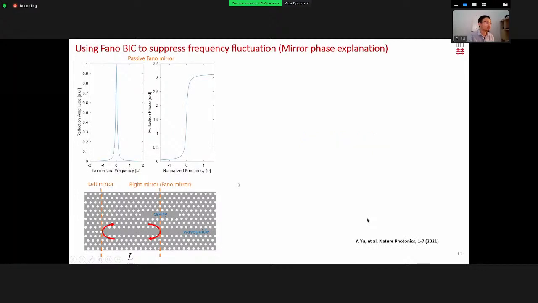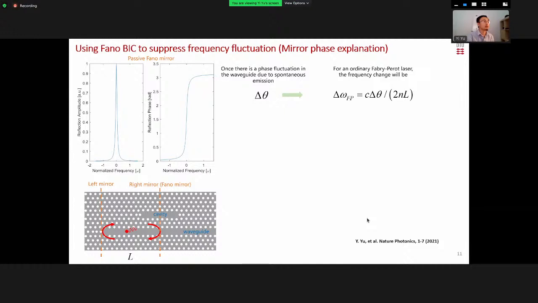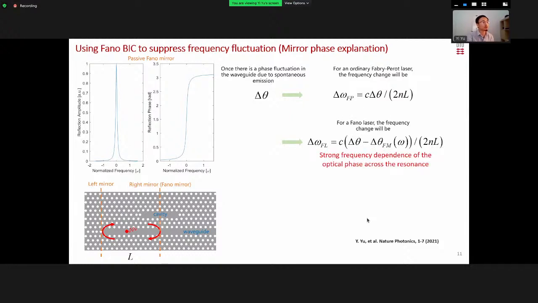About the mirror phase explanation, as I just mentioned, this photonic mirror is very narrow band, right? So if you look at the reflection spectrum, it only has high reflection around the nano cavity resonance. This narrow band reflection is accompanied by a large phase variation of the photonic mirror across the resonance. So if there is spontaneous emission in the laser system, it causes a phase fluctuation, delta phi here. If you look at the FP case, this will cause a frequency drift proportional to delta phi. But for the photonic BIC lasers, since there is a strong frequency dependence of the optical phase across the resonance, the frequency drift is proportional to the phase change, that is, the original phase fluctuation subtracted by the phase change of the mirror. And since this term can be very large, the frequency drift of the photonic BIC laser can be made much smaller than the FP case.